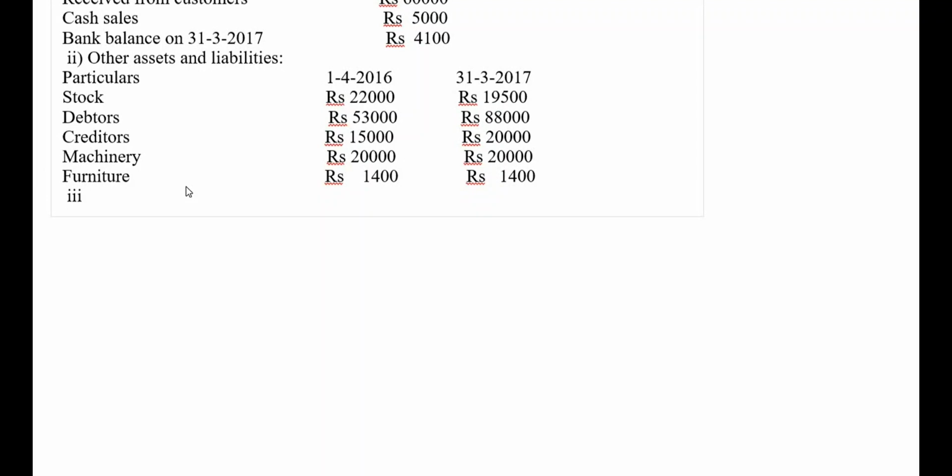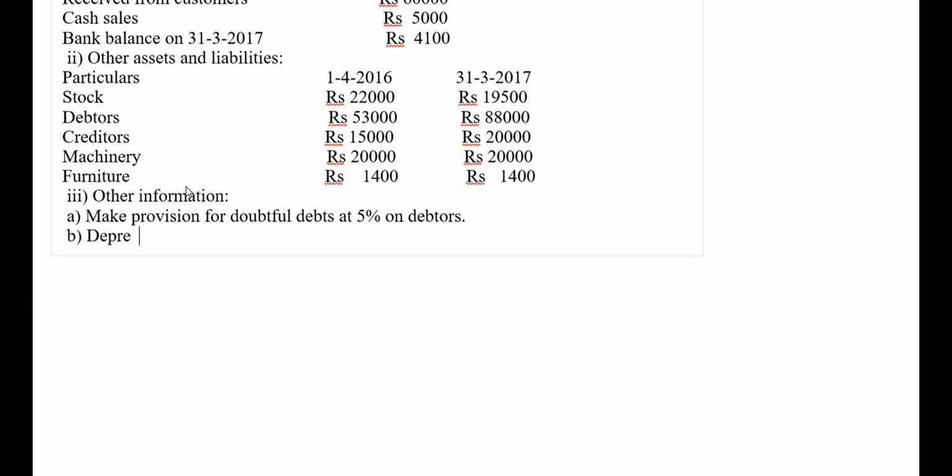Then number 3, other information. In that A, it is given to make provision for doubtful debts at 5% on debtors. B, depreciate machinery by 20%. Next, questions are asked here. This is a case study question which appeared for Rani Chennamma University 2017 financial accounting paper.